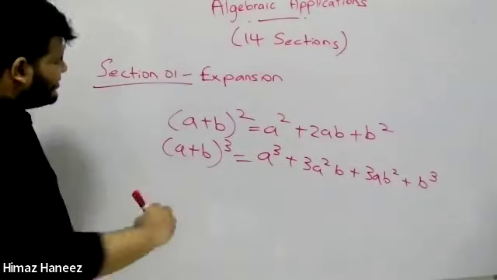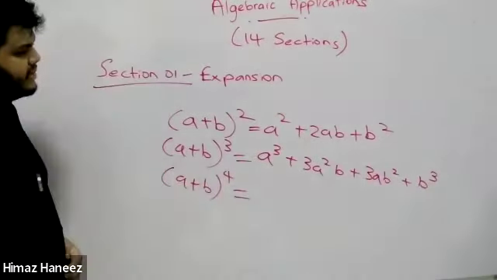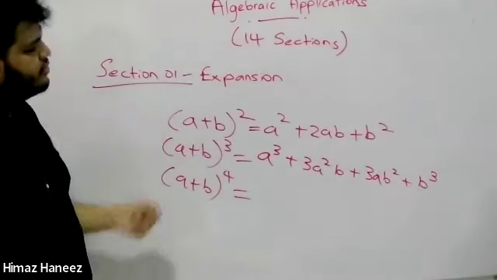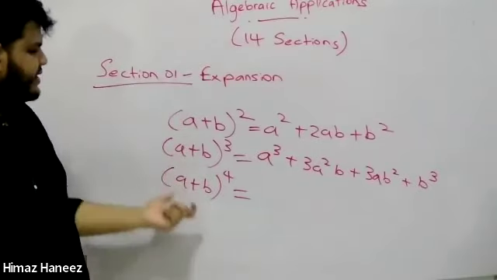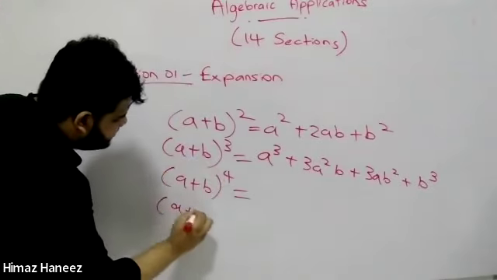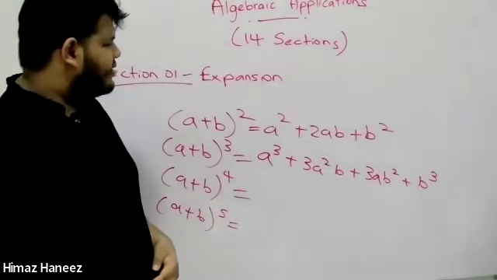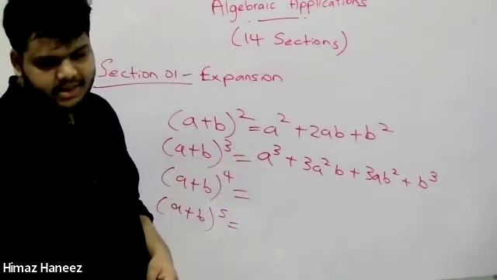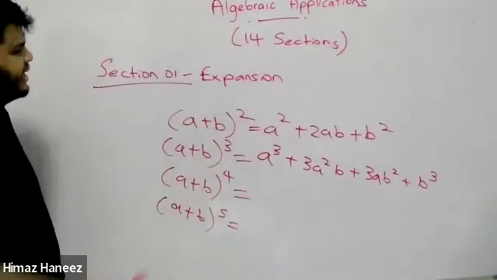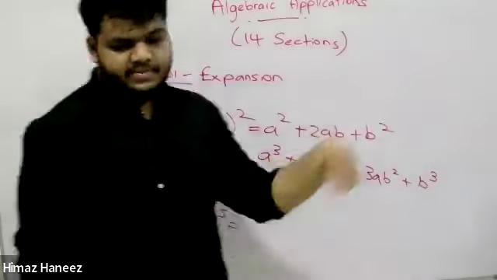Now if I ask you to find the expansion of a plus b to the power 4, these two expressions you memorized in O levels. But here in A levels, we have to the power 4, to the power 5, then 6, 7. So how are you going to find them? There should be a mechanism, right? Now we are going to find the mechanism for any expansion, any power, even 100. You can use this method and find the expansion.